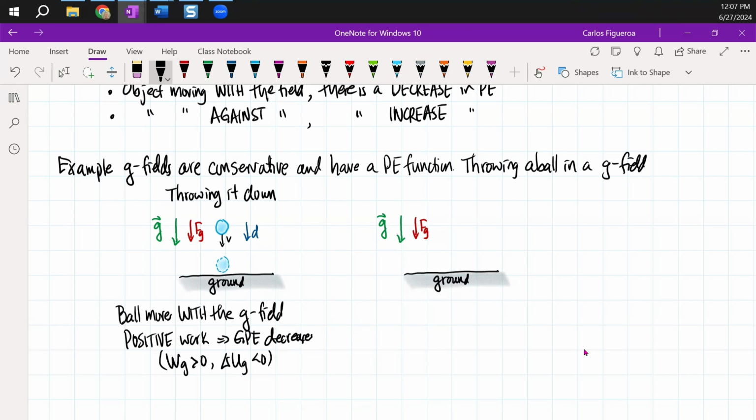Well, I can do the exact same thing if I'm throwing it up. So now in this situation, I have the ball starting at the bottom and it's going to move up towards the top. And this time the displacement is going upwards instead of downwards. We could then say the same thing: the ball moves against the field.